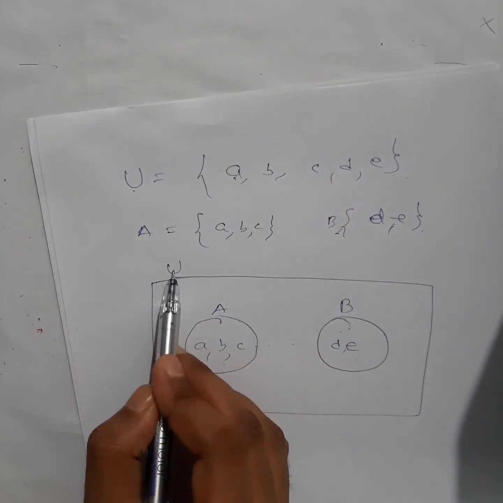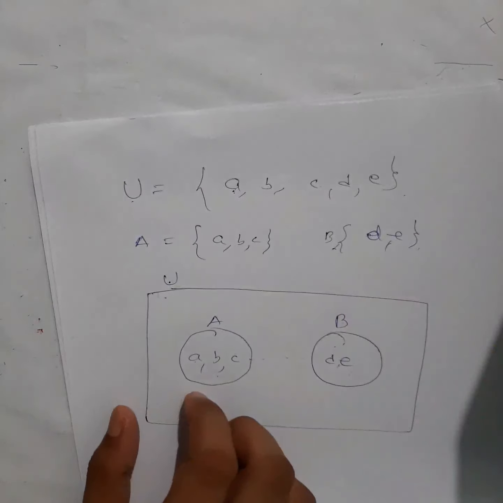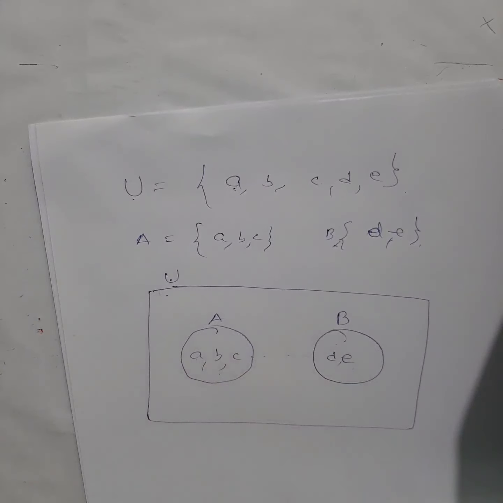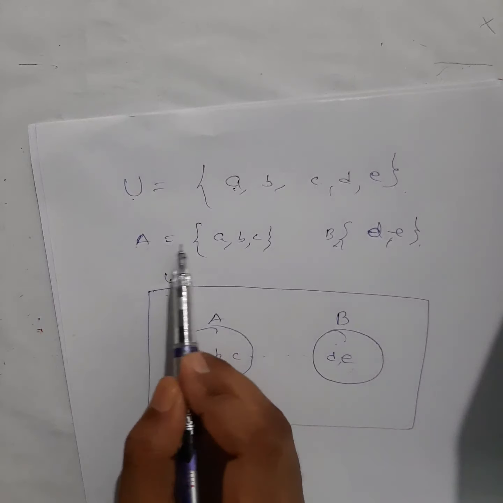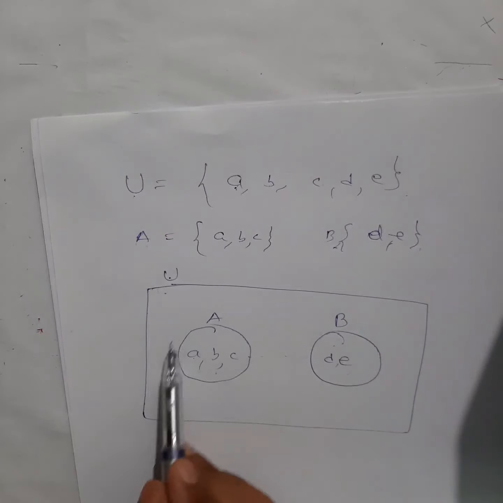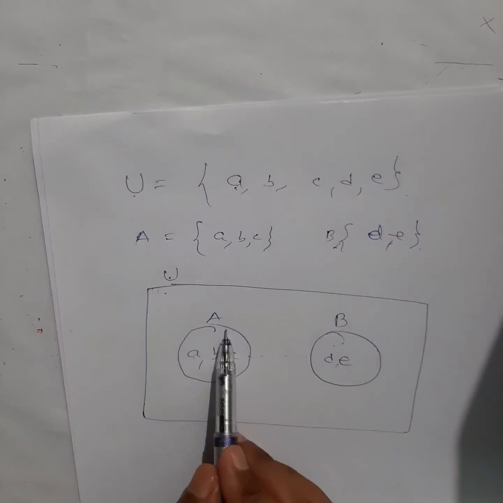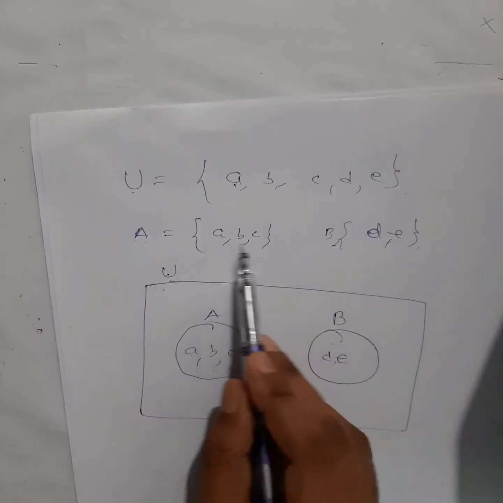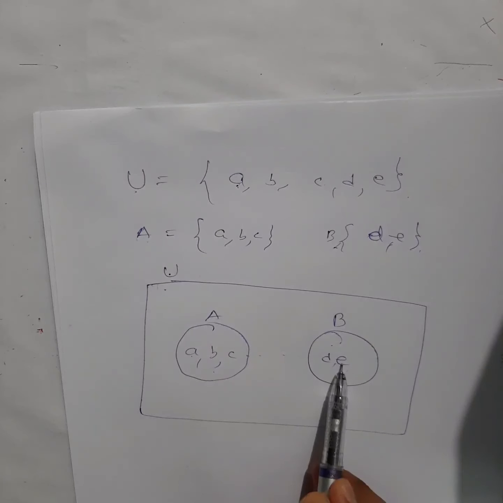So for the universal set, what are the elements? A, B, C, D, E. I will check that inside this, A, B, C, D, E are there or not. A, B, C, D, E is there. So this is your universal set. Now what are the elements of A? A, B, C. So you can see A, B, C are the elements of set A, so set A I have drawn with a circle. Then in set B there is no common element, right? So separately I have drawn D, E.